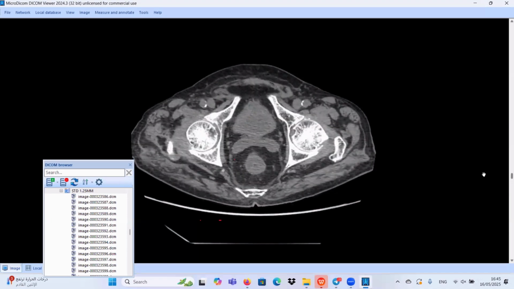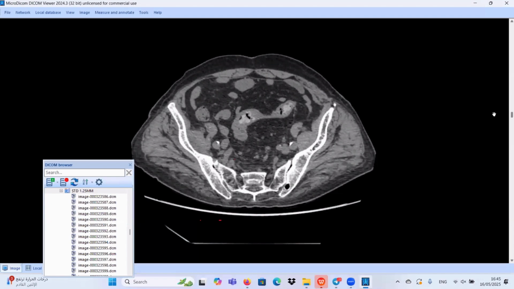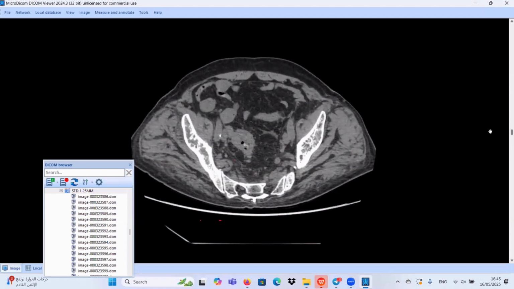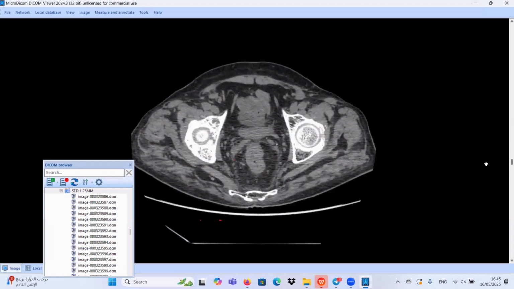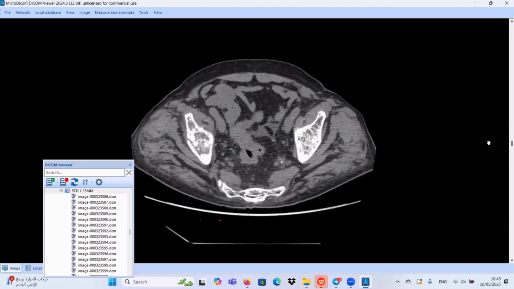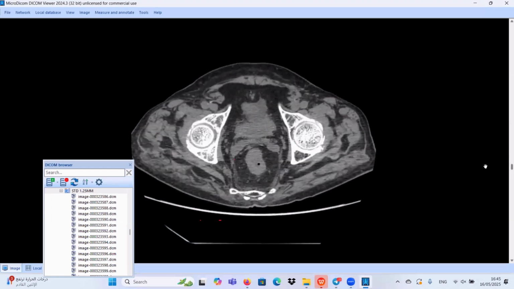So can you show me the sigmoid once more? Sigmoid colon and the rectum. Sigmoid, okay. Yeah, the rectum. No, it's mostly collapsed, so I couldn't evaluate it properly. However, I think it's thickened, but it's collapsed. So I'm not sure. Okay.